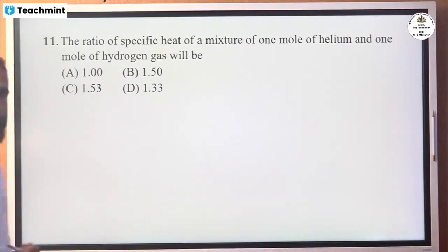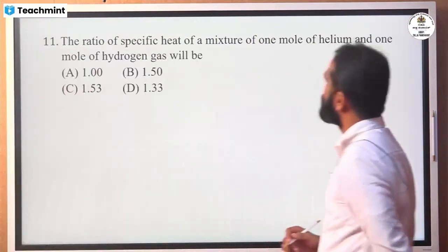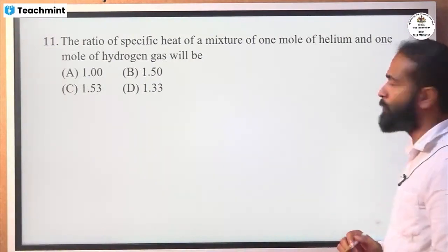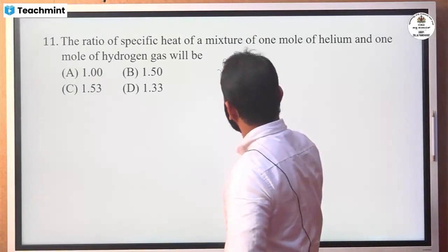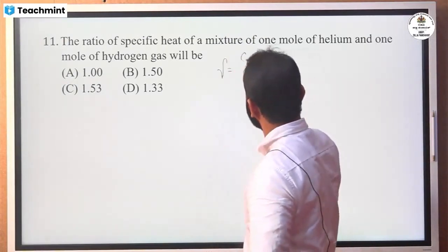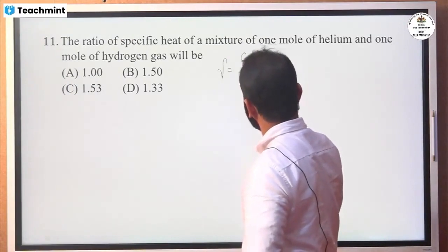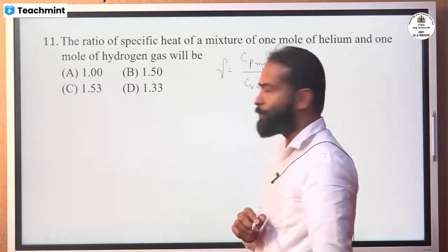Okay, let's solve question number 11. It says: the ratio of specific heat of a mixture of 1 mole of helium and 1 mole of hydrogen gas will be? So we know gamma. Gamma is nothing but the ratio of specific heats. It's a mixture, so we have to write it as Cp of the mixture divided by Cv of the mixture. Let me take it as equation 1. So one by one we'll find out.